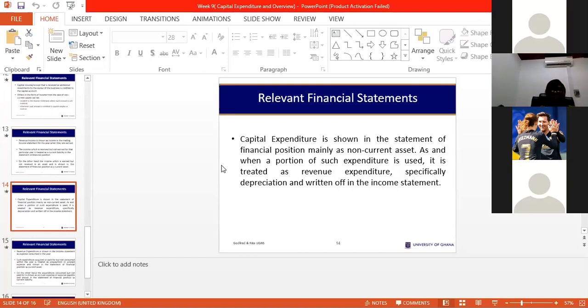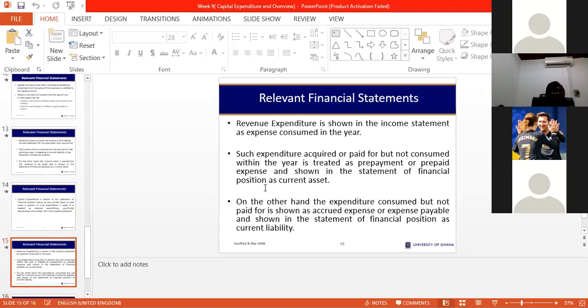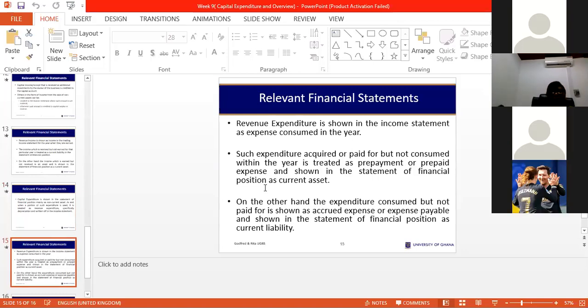When a portion of the capital expenditure is also being used in any revenue, that depreciable portion is referred to as depreciation. We'll see it shortly when we talk about depreciation. For revenue expenditure, it is shown in the income statement. So repairs, maintenance, fuel cost, electricity bill, insurance, these are expenses that fall under revenue expenditure and are shown as expense in the income statement as they are consumed in the year to generate the revenue.